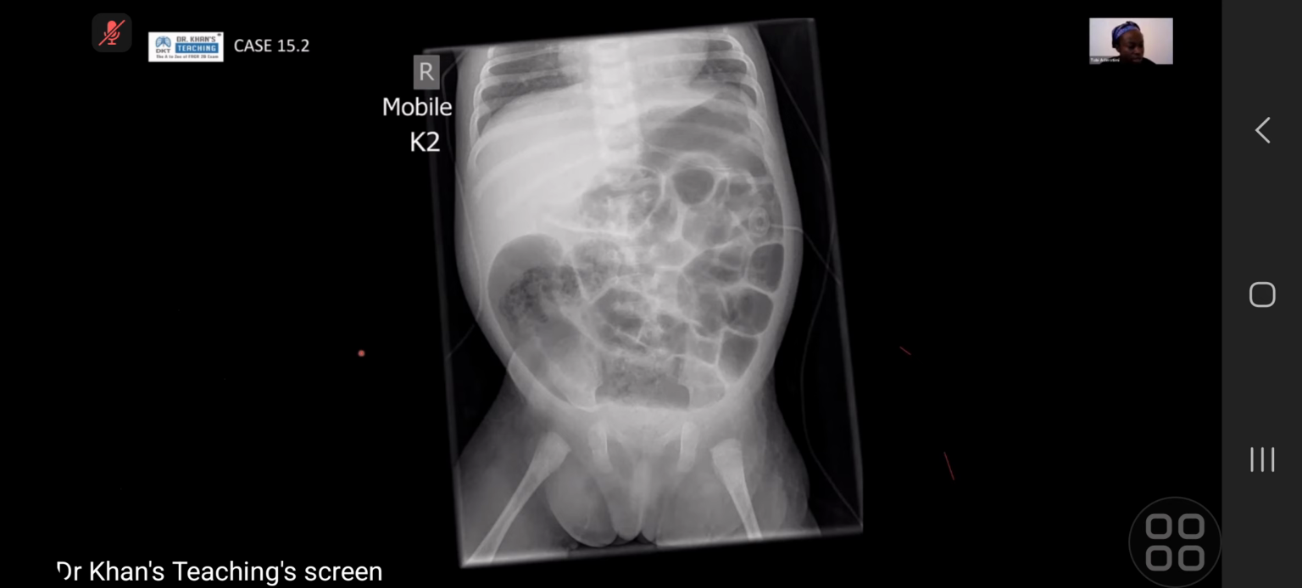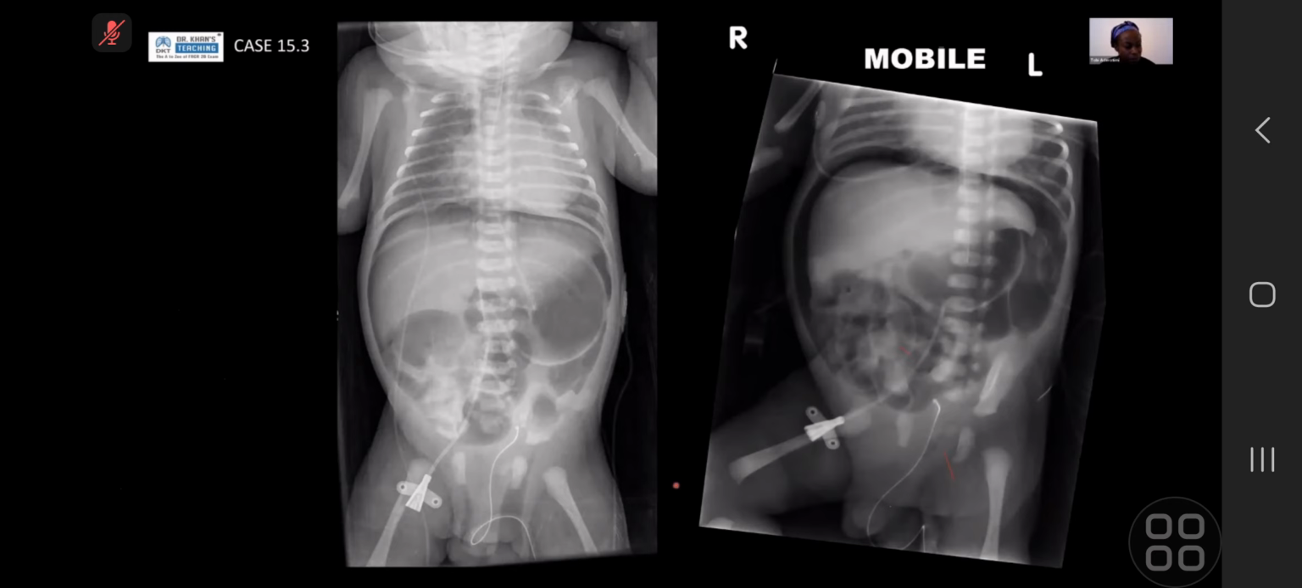So I think this is bowel obstruction for the young age. It could also be necrotizing enterocolitis. I don't see any pneumoperitoneum or perforation. Okay, and then this is the final one.